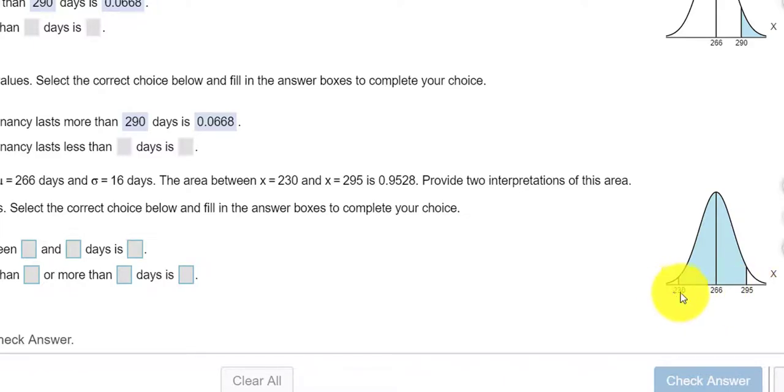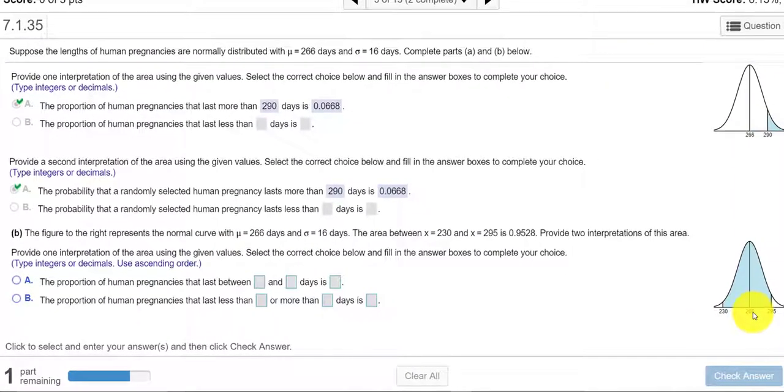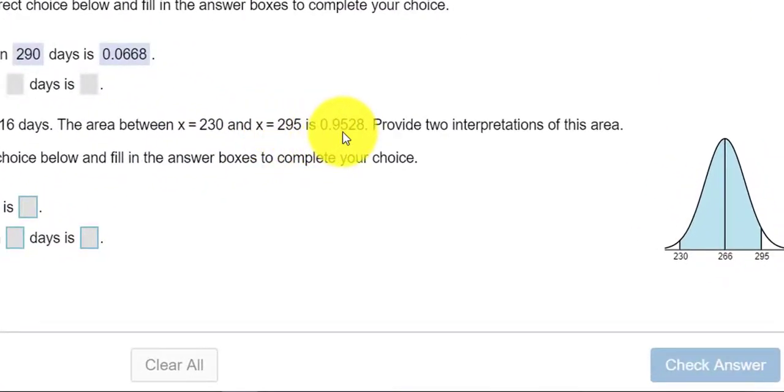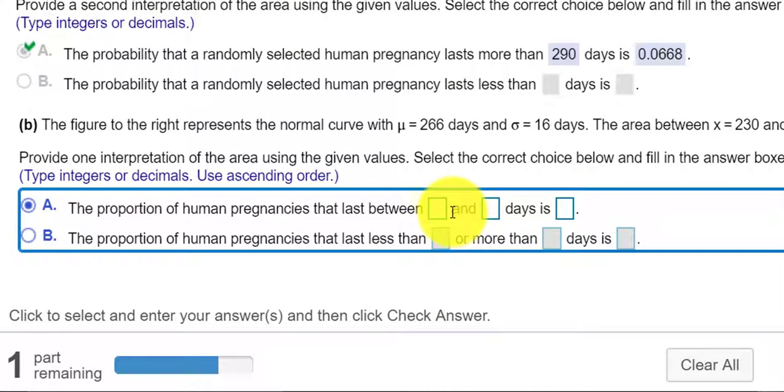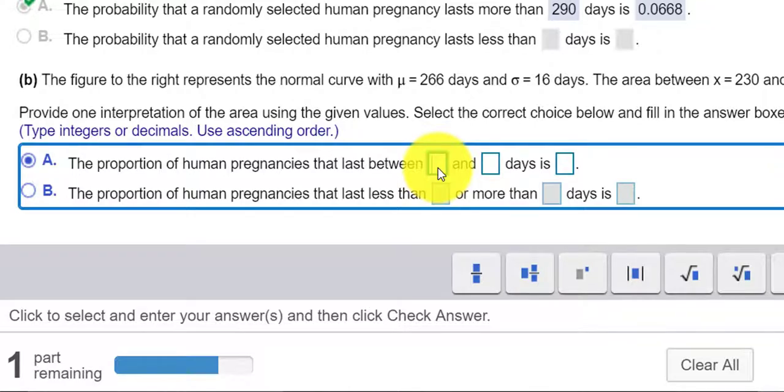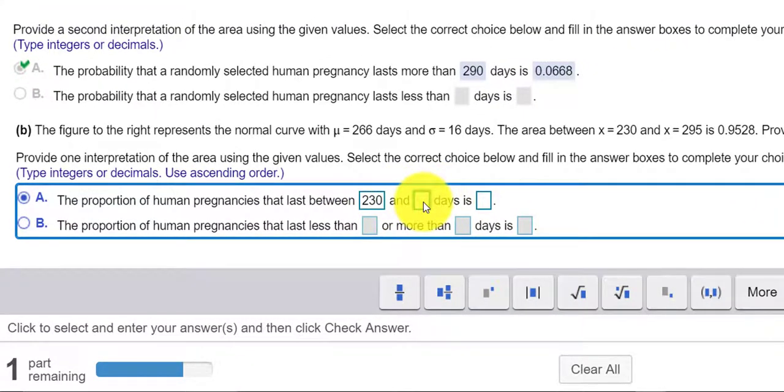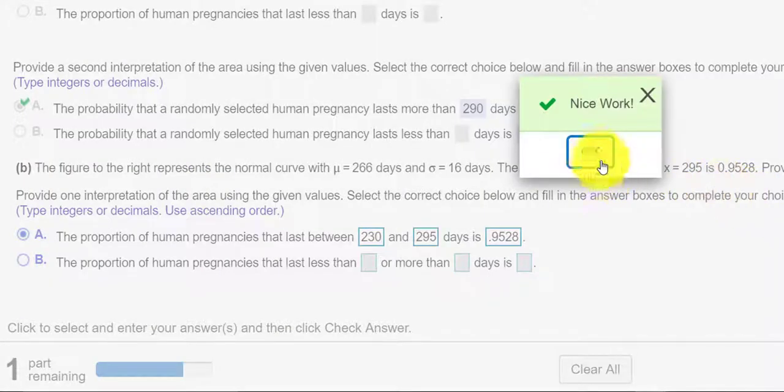Next, now we have a new normal curve here, and it looks like our probability is going to be in between 230 and 295. So again, our mean is 266, and the probability that the pregnancy is somewhere between 230 days and 295 days looks like it's this 0.9528. So the proportion of human pregnancies that last between 230 days and 295 days is that 0.9528. I'm going to press check answer, and we get the okay.